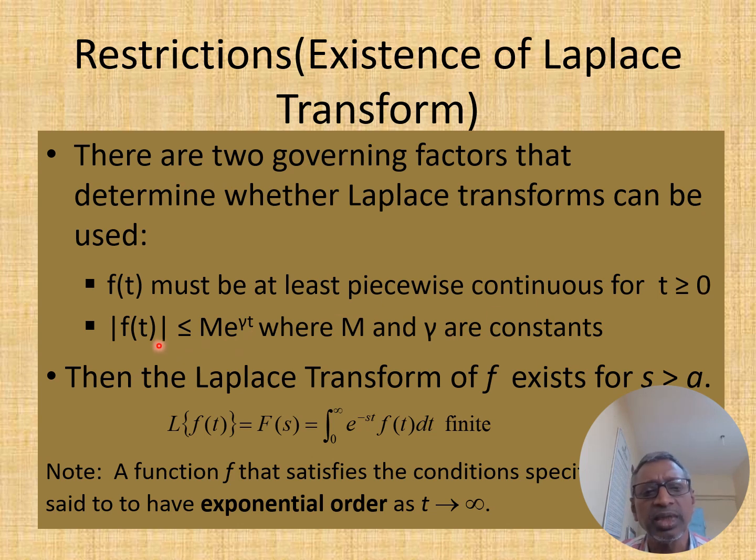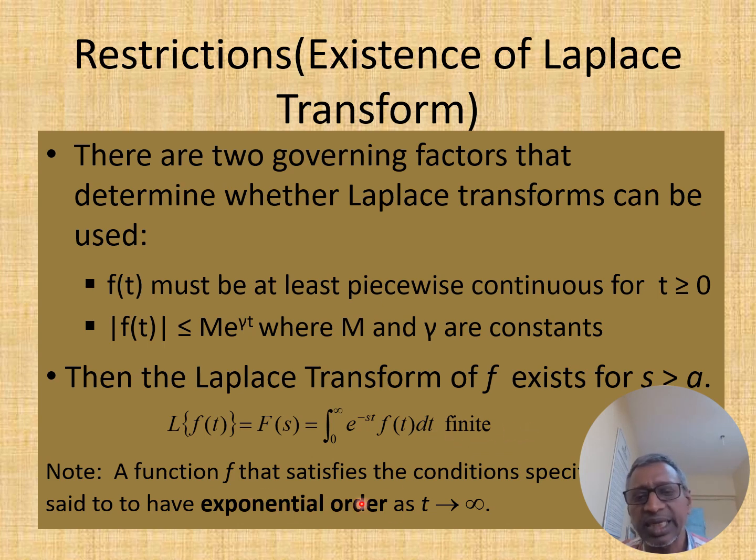And also, the modulus of the function f(t) must be bounded, where M and gamma are constants. If these two conditions are satisfied for f(t), then we can guarantee that for such a function the Laplace transform exists. So we are giving here L of f(t) is equal to F(s), the integral from 0 to infinity of e^(-st) f(t) dt. It must be finite.